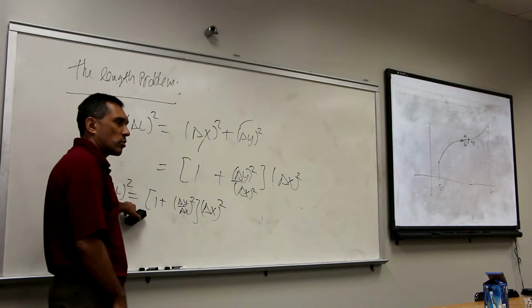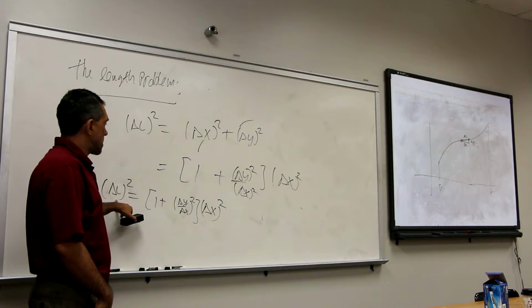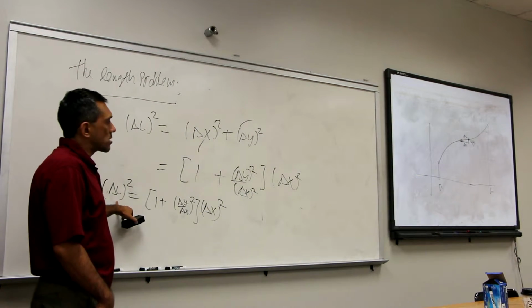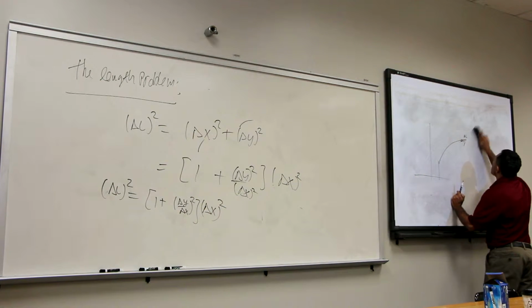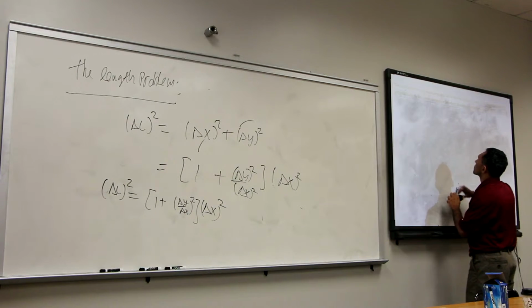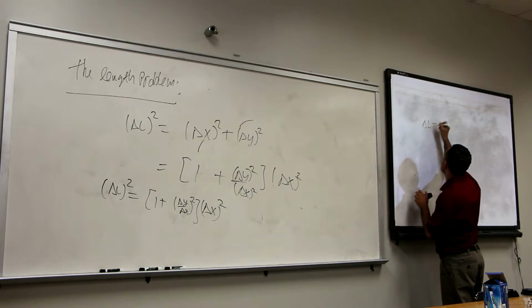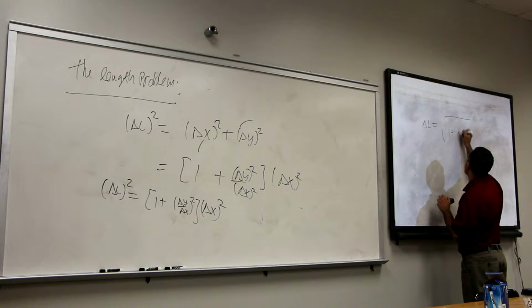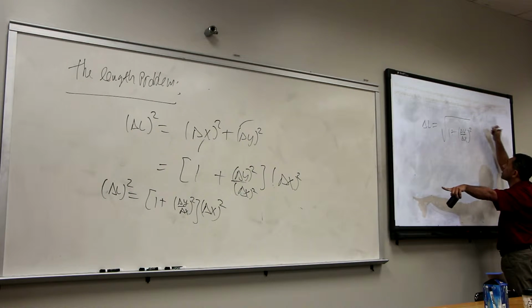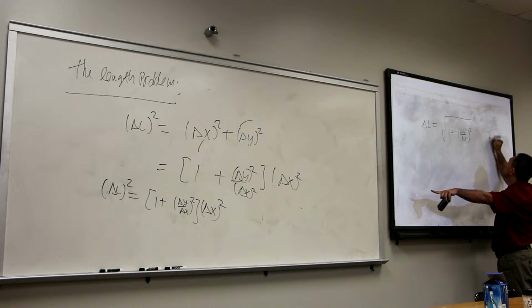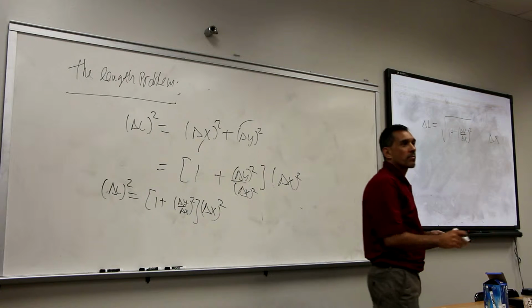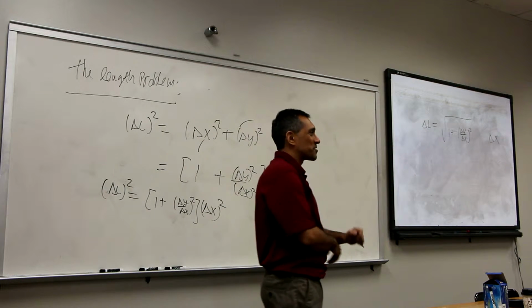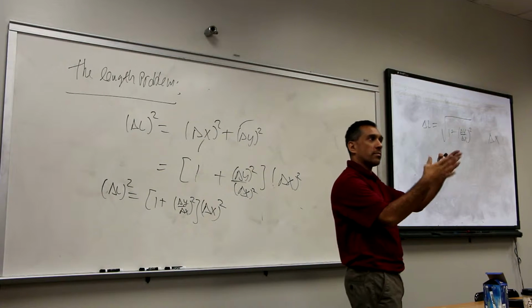Well, I don't want delta L squared. What do I want? Delta L. So what do I do? Take the square root of both sides. Delta L is equal to the square root of 1 plus (delta y over delta x) squared times, what's the square root of delta x squared? Delta x. That's why you factor. Yes, I need to know some algebra. Now I will add these all up.